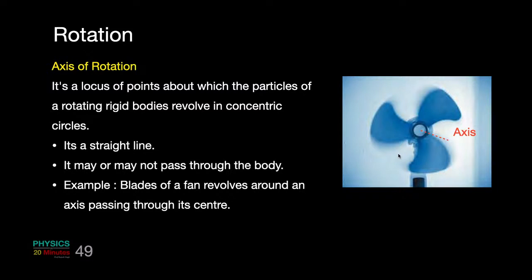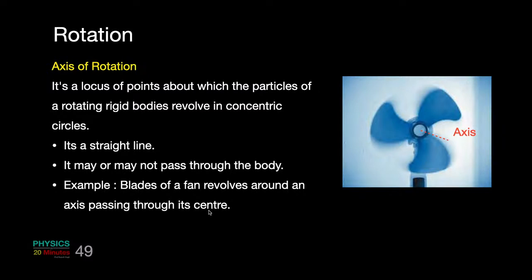For example, if you open or close a door, that is another example of rotation. The axis of rotation passes through the hinges of the door. If you open or close a tap, then the axis of rotation passes through the center of the tap, etc. It can pass through a body, or it may not pass through a body.